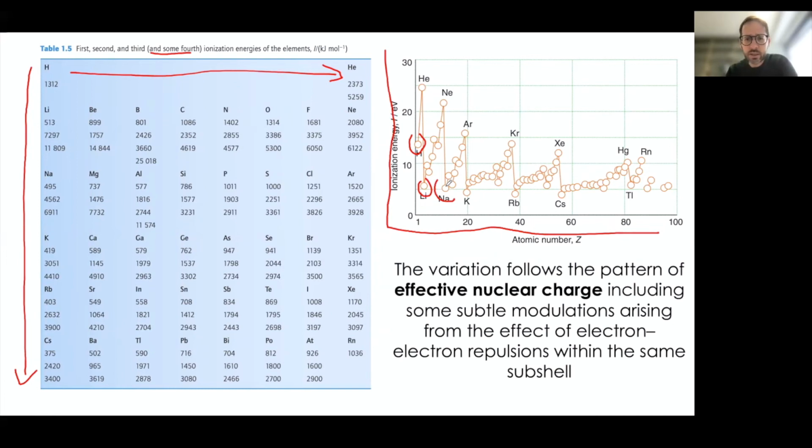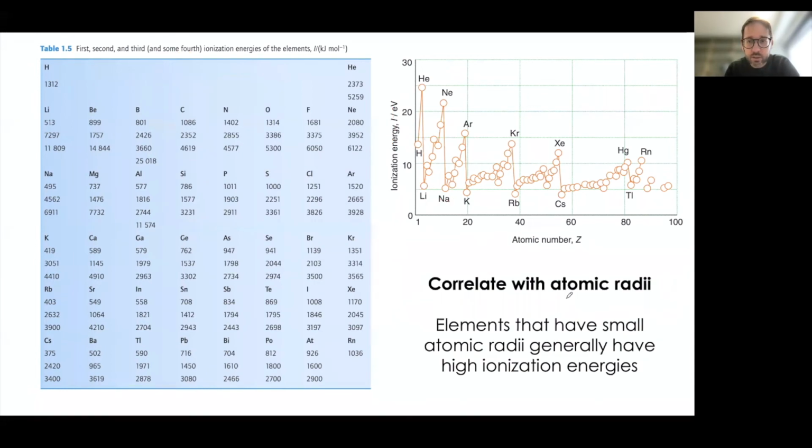So it can be observed that this variation follows the pattern of effective nuclear charge, including some subtle variations that come from the effect of electron-electron repulsions within the same subshell. Therefore, we can see that this also correlates with the atomic radii, because elements that have a small atomic radius generally have high ionization energies.